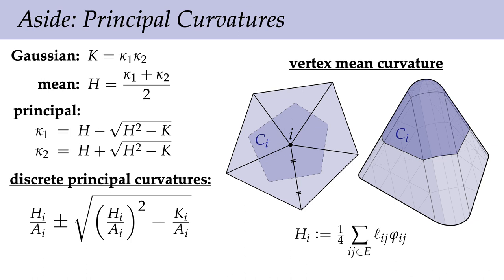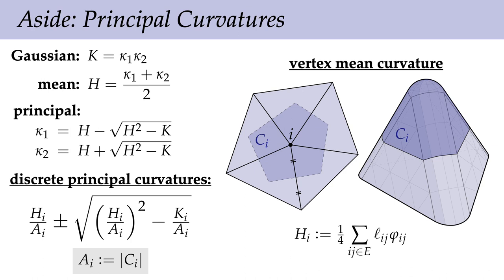Well, the picture on the right gives a pretty good indication of what's going on. We got this mean curvature quantity, H sub I, by integrating over the dual cell Ci. So that number, H sub I, doesn't represent the mean curvature at a point, but it really gives us the total mean curvature over the area Ai, right? So Ai is, again, the area of this cell.